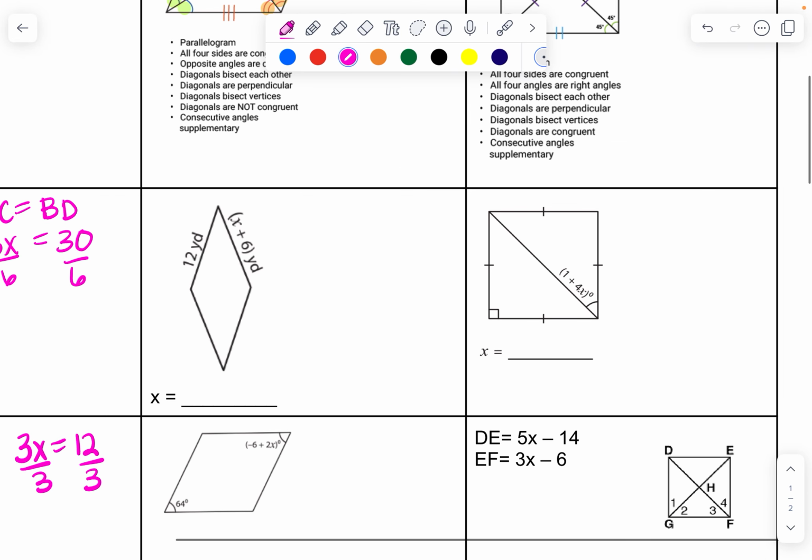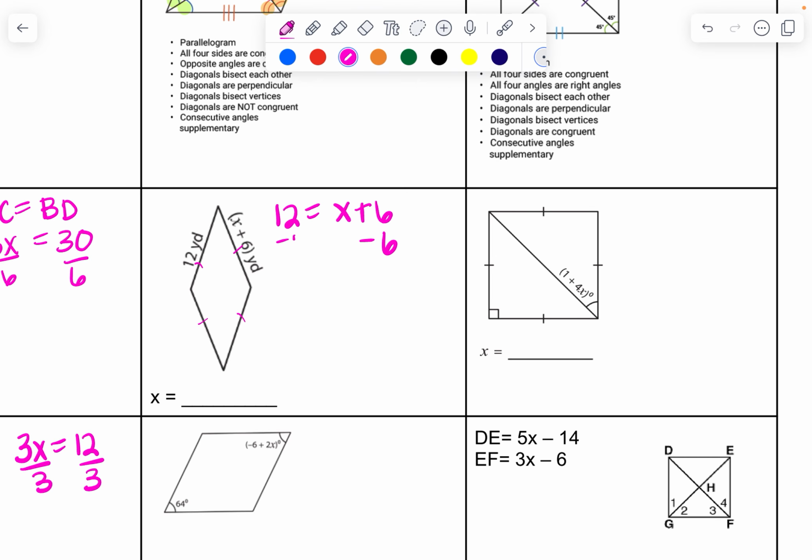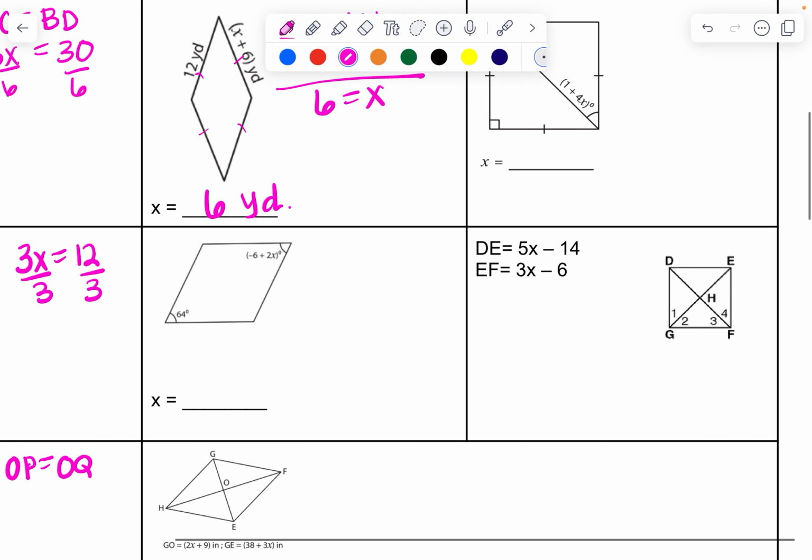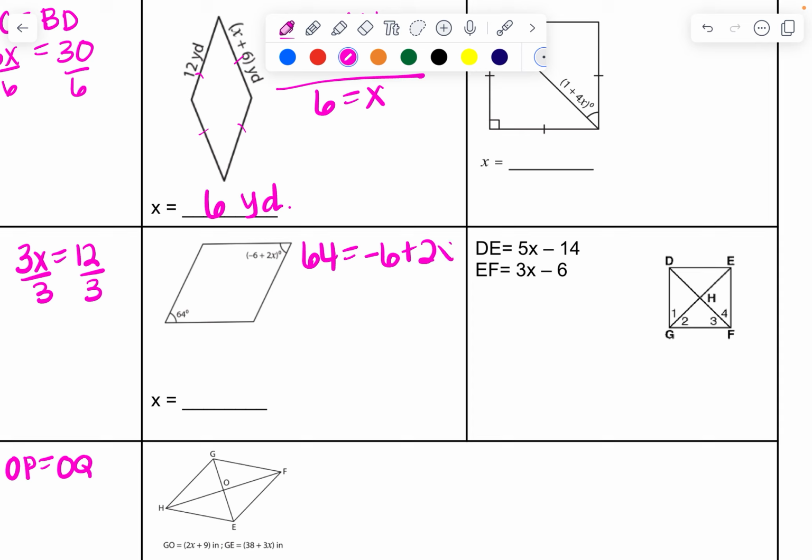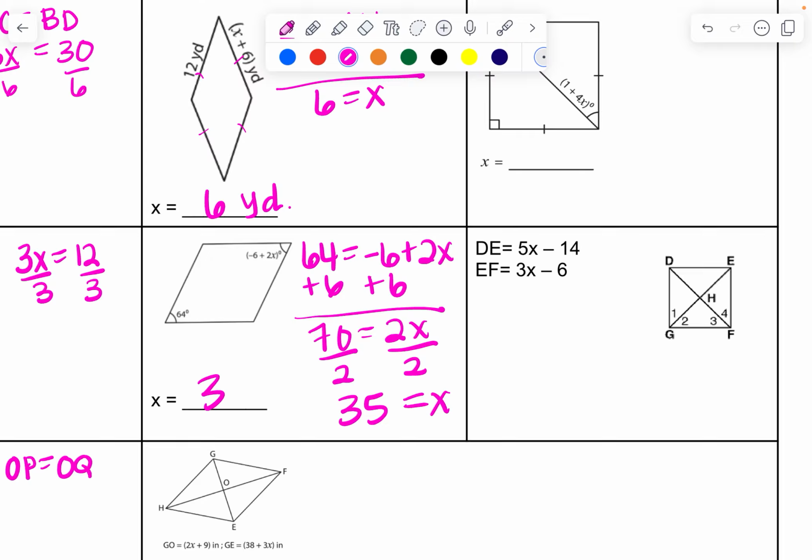So here, this is a rhombus, which means all 4 sides are the same. So 12 equals x plus 6. Take 6 from both sides, and we'd get that x is 6 yards. Here, opposite angles are equal. So 64 equals negative 6 plus 2x. Add 6 to both sides. 70 equals 2x. And dividing by 2, we would get that x is 35 degrees.